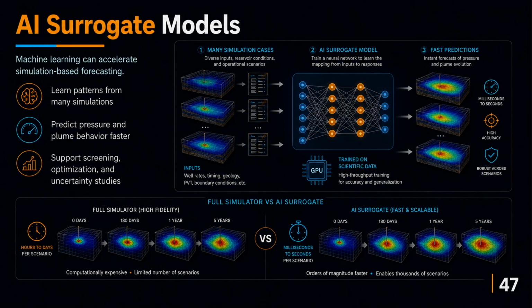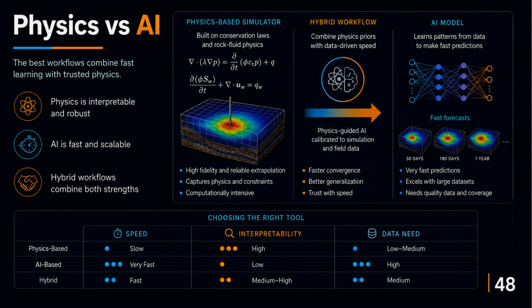Now that we understand AI surrogate models, let us move to physics versus AI. This slide asks an important question. Should we rely on physics or AI? The best answer is not one or the other. Physics-based simulation is interpretable, grounded in conservation laws, and reliable when inputs and assumptions are correct. But it can be slow and computationally expensive. AI is fast and flexible, but it can fail when extrapolating beyond the training data or when physical constraints are not enforced. Therefore, the future is hybrid.